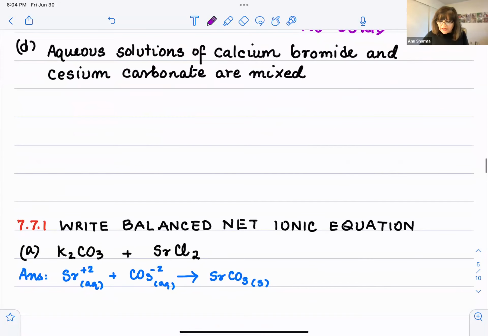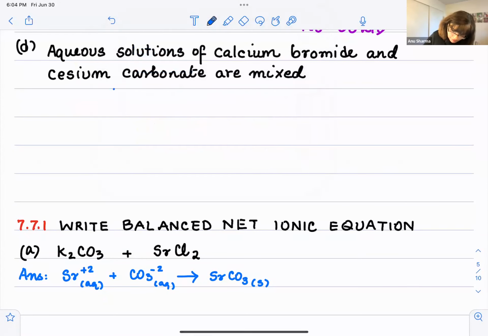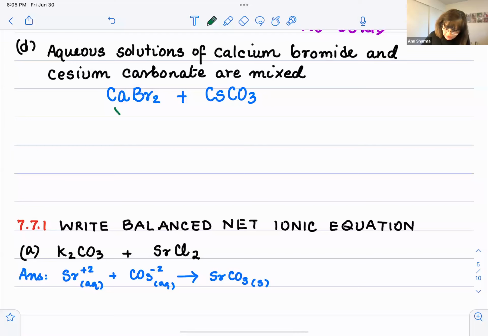Okay. Next is aqueous solutions of calcium bromide and cesium carbonate. Aqueous solution of calcium bromide, CaBr2. You should know how to write the formulas, okay? And cesium carbonate, Cs2CO3. So here, double displacement reactions, basically. Calcium combines with the carbonate and cesium combines with bromine.